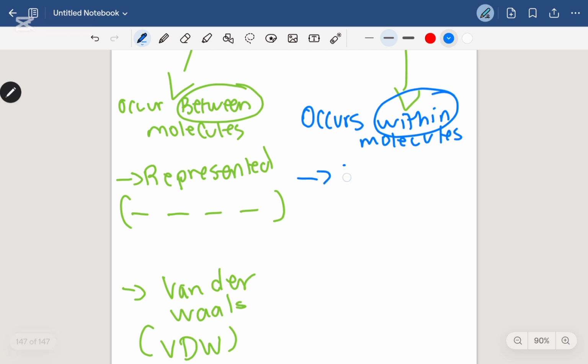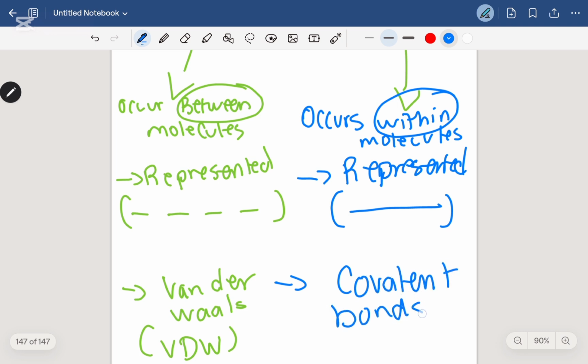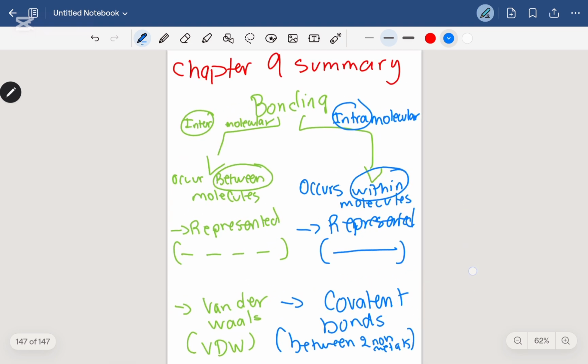Now, intramolecular bonding is represented as a straight line like this. And the forces that usually occur in intramolecular bonding are called covalent bonds or covalent forces. So just write covalent bonds. Okay, and usually covalent bonds occur between two non-metals. Now, this is the first page done.